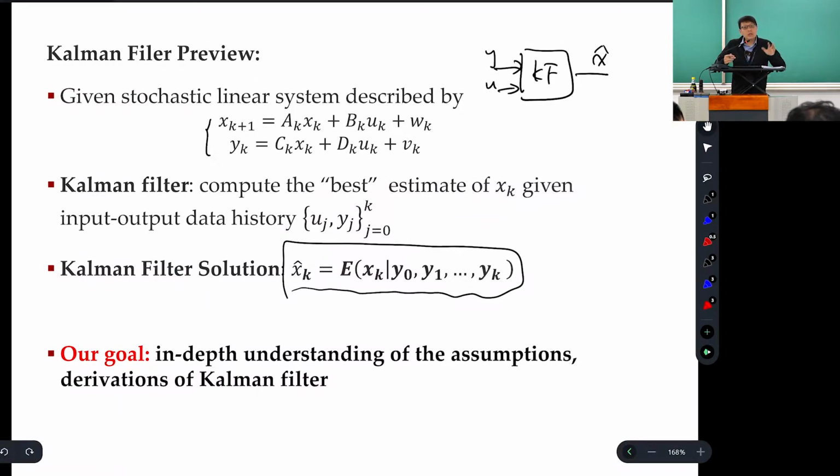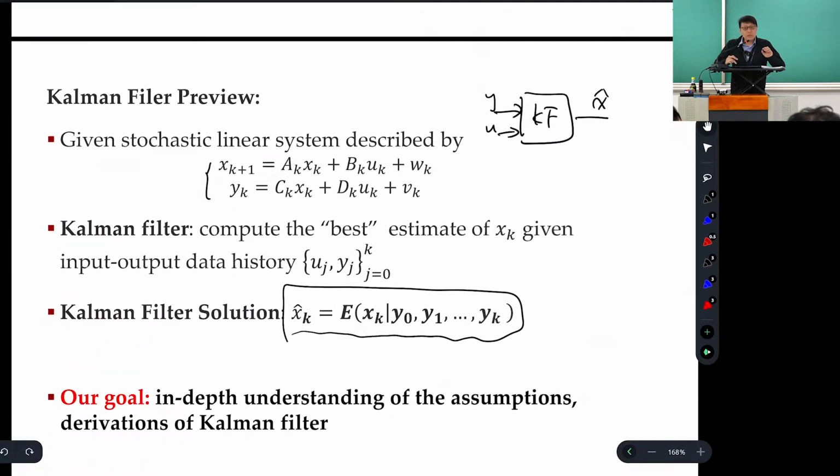There's only a few things I want you to remember. First of all, what does the Kalman filter do? In terms of its functionality, it's nothing but trying to estimate the system state given the system input and output data. That's the very first thing. It does the same thing as the Luenberger observer or any kind of observer, but it takes a probabilistic or stochastic view of the system behavior.